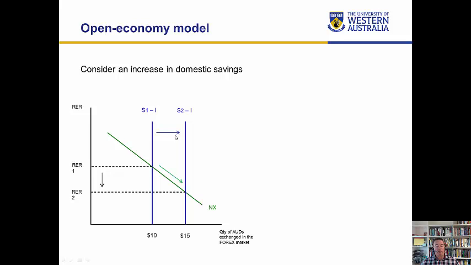As we have a greater amount of money passing through the foreign exchange market, that pushes the exchange rate down. More supply of the Aussie dollar, the value of the Aussie dollar goes down, the exchange rate goes down, and that moves us along the NX curve. So the level of net exports increases too. The level of net exports increases from 10 to 15, just like S minus I increased from 10 to 15. So if a country is able to save more, in terms of the open economy part of the economy, it will drive the exchange rate down, and it will increase the level of net exports.